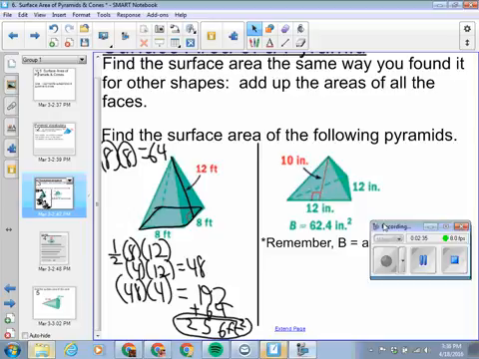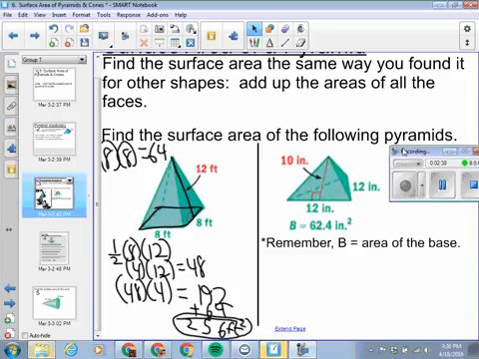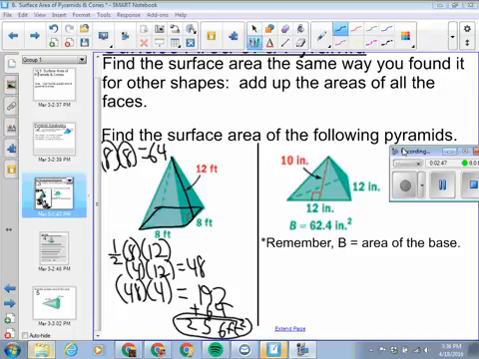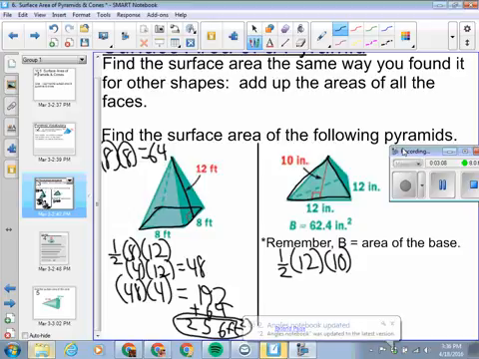So over here, we have a triangular pyramid, and what's nice is that we've been given the area of our base, which is 62 4/10. So now for the area of our triangles, they're all the same. We've got a base of 12 and a height of 10. So we find half of this. Half of 12 is 6. 6 times 10 equals 60.